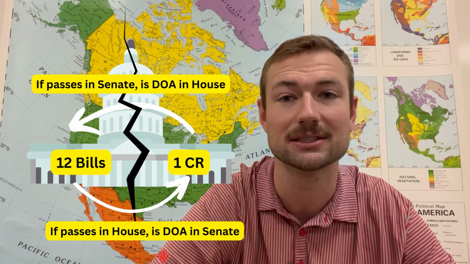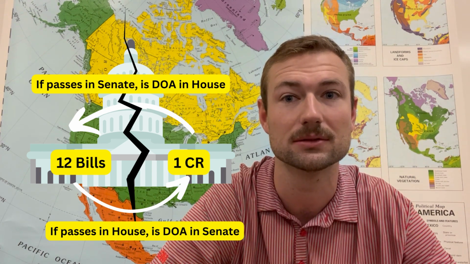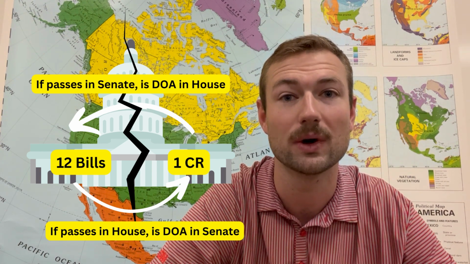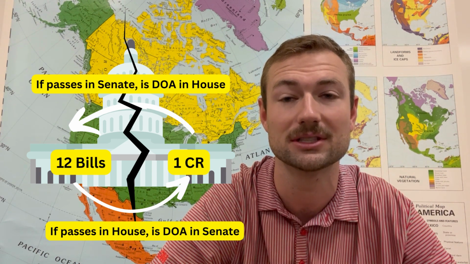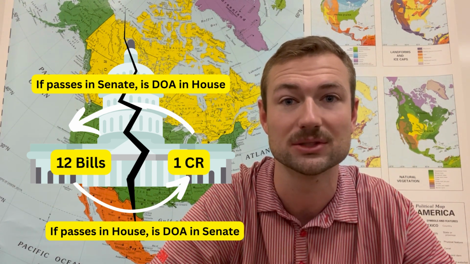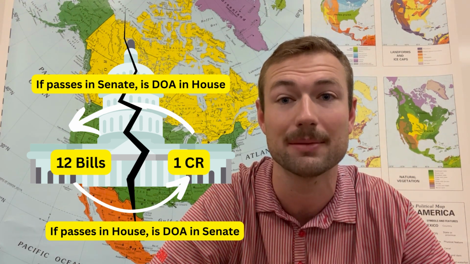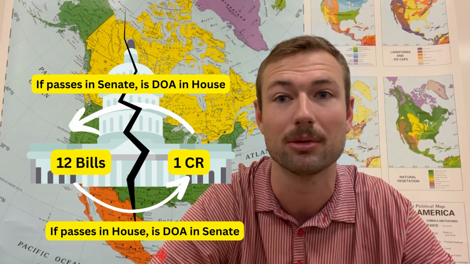The problem is that the House of Representatives, who want to pass 12 appropriations bills, have to get each of those bills passed in the Senate run by Democrats. And that is very, very unlikely. In fact, it's not going to happen. And meanwhile, the Senate is attempting to pass their continuing resolution, but that is dead on arrival in the House of Representatives because the Republicans there don't want to support the Senate bill that's crafted by Democrats. And herein lies the problem.